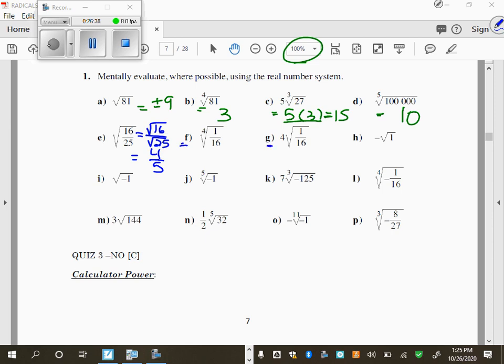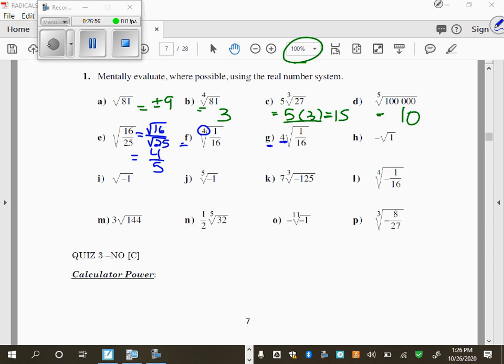This one, okay, look at the difference between F and G. That's why math is so tricky. They look similar. These are different questions. This is the 4th root, because the index is 4. This is 4 times the square root. Okay, you guys see the difference? Not much difference, but there is a difference.